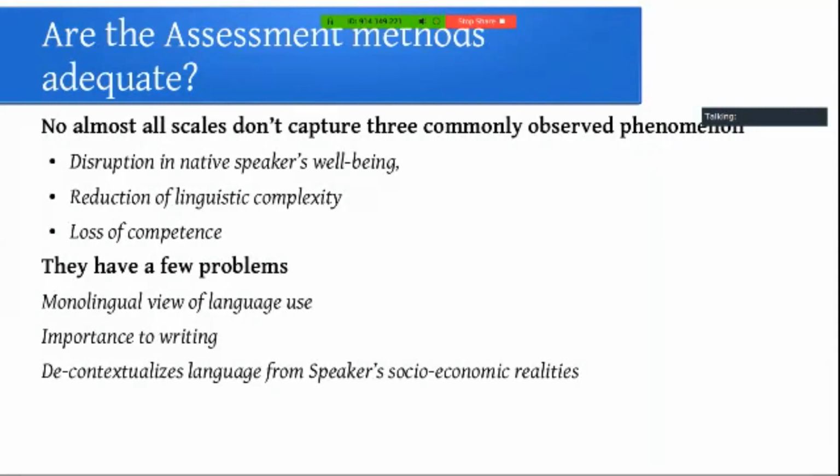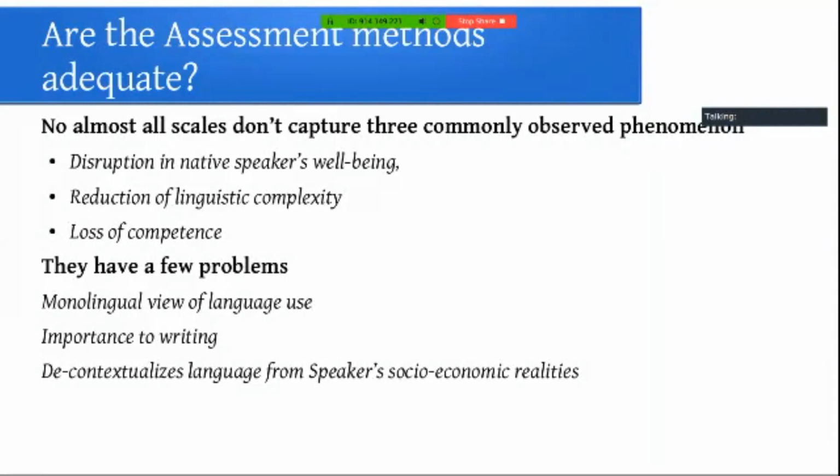Now, what problems do they have? The very important problem that all of them have is a monolingual idea of language use. It's a very European, or rather Anglophone-centric idea, that one language should be used for all purposes by everyone. This is what you see in most of the scales. And if that is not there, then they don't think it is an ideal situation, and they classify the languages as endangered.